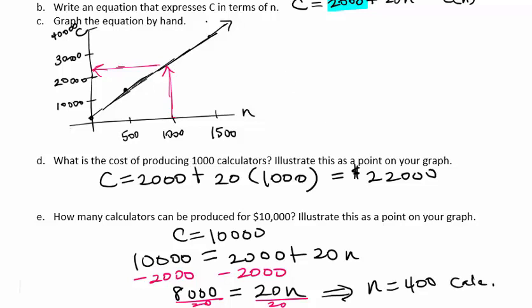So 400 calculators. We can verify this answer on our graph. If I go back up, I'm trying to find when the cost is 10,000, so that's somewhere right here in this area, and then drop down to the N axis, and that does look like it's about at 400.